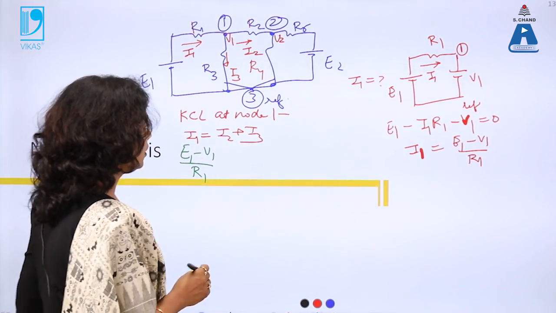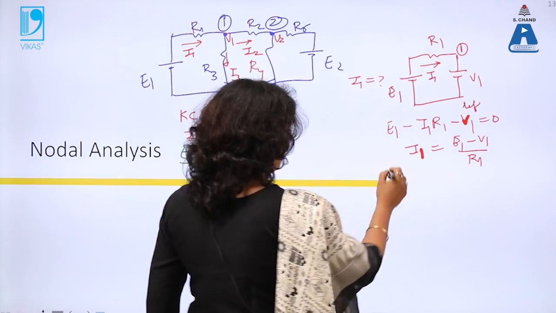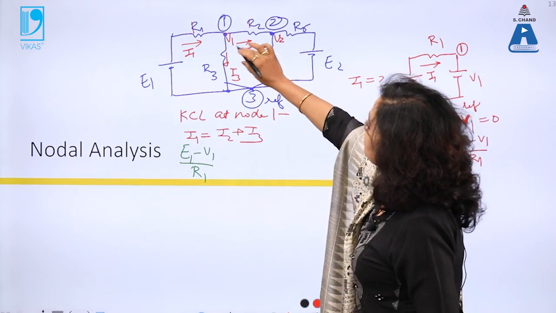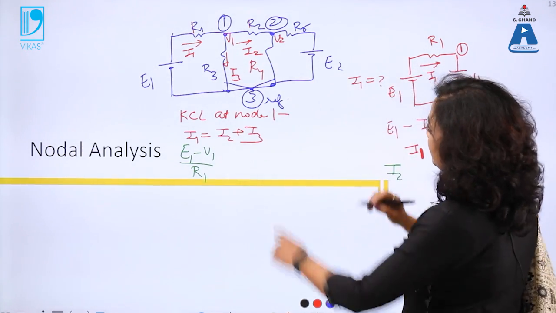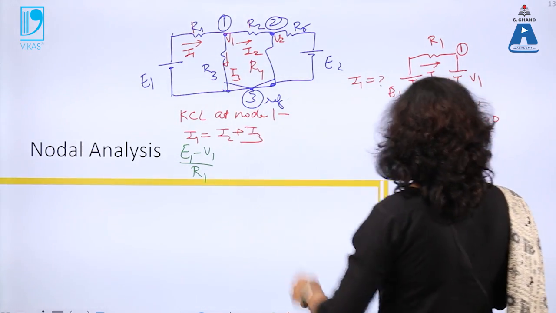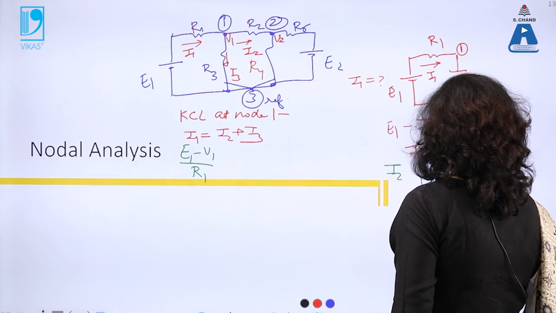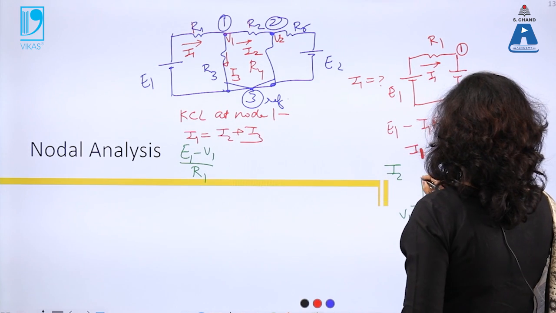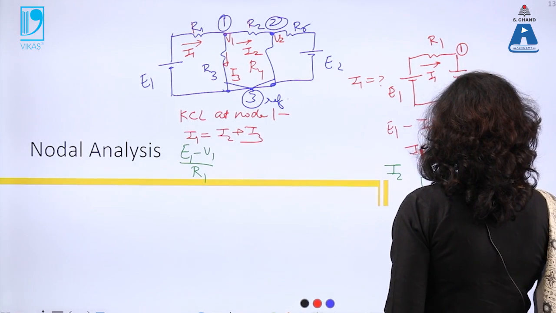Similarly for I2, I will redraw the circuit. This is the second circuit. In place of R3, I3, now I will use V1. This is V1. Then R2, I2, where I have to find the current.